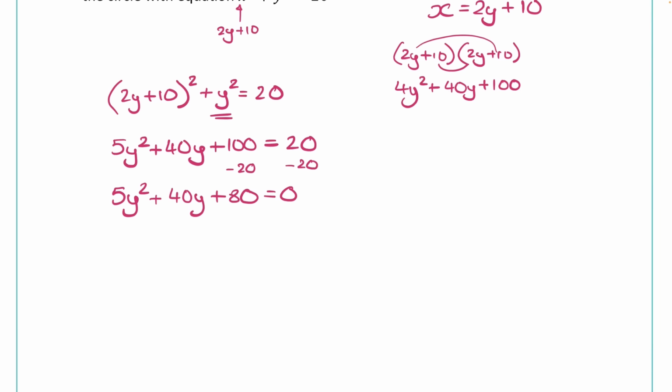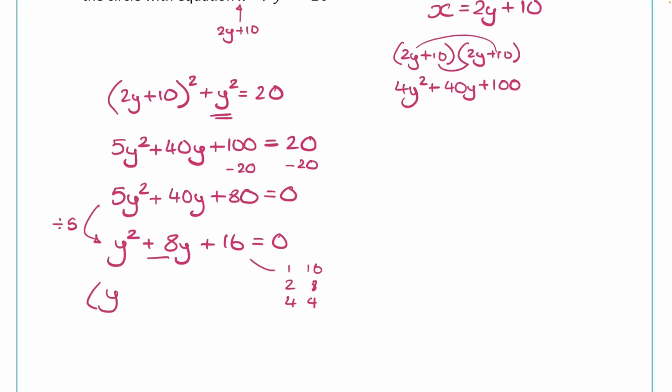Of course, we have a calculator, so we can use the quadratic formula, or I could just divide everything by 5 and hope that this is nice and easy to factorise. So that gives me 1y squared plus 8y plus 16 equals 0. And that's going to be relatively nice to factorise. 16 is only either 1 and 16, 2 and 8, or 4 and 4. And to make 8 in the middle, that's going to have to be 4 and 4. So it'd be y plus 4 and y plus 4.